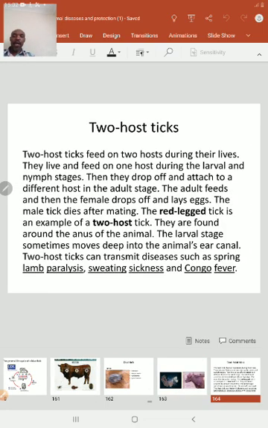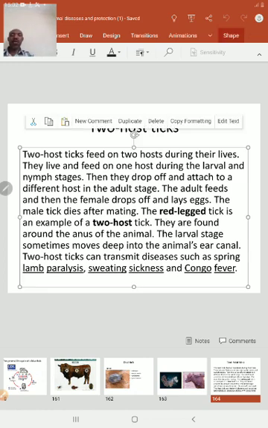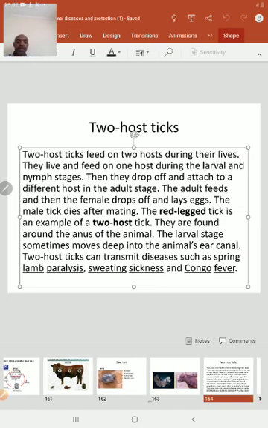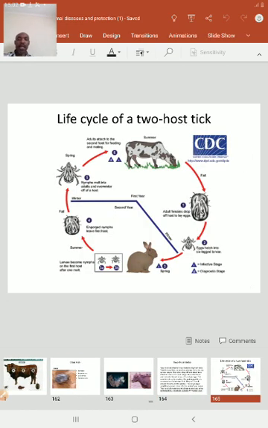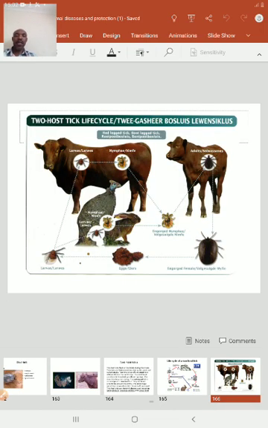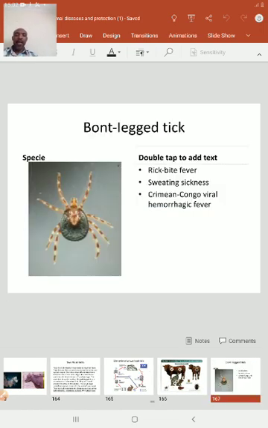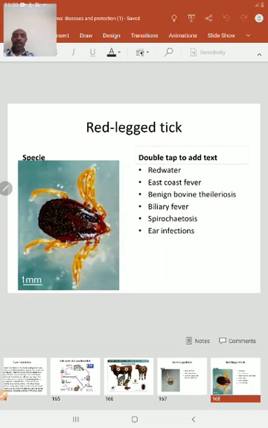And then there we have the two host tick, which is a red legged tick, which can cause sweating sickness or Congo fever. All right. And then there's a life cycle of a two host. You can see there's two hosts there. Also a bont-legged tick. Don't confuse a bont-legged tick with a bont tick. This one is still a two-host tick. Then even a red-legged tick is a two-host tick.